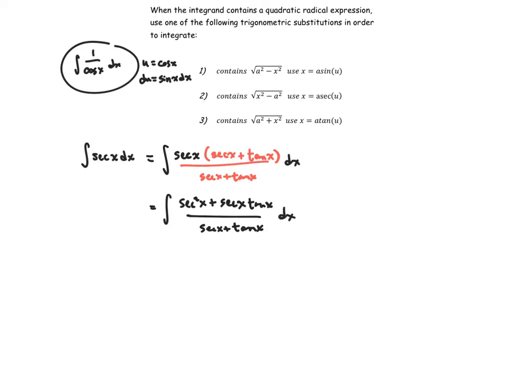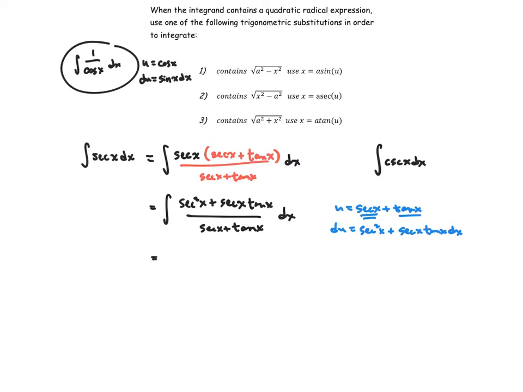Now I can use a u substitution, and I'm going to set u equal to the denominator, secant x plus tangent x, and see what happens here. What's the derivative of tangent x? Well, it's secant squared x, and the derivative of secant x is secant x tangent x dx. Nice trick. This trick can actually also be used to integrate cosecant x.